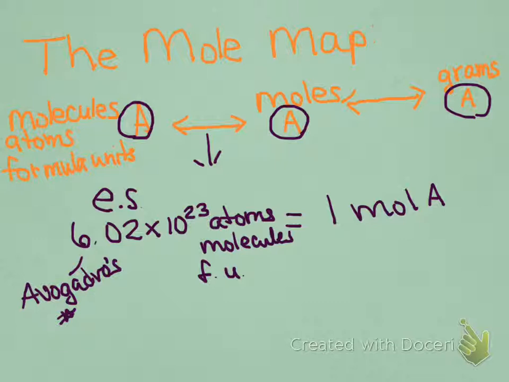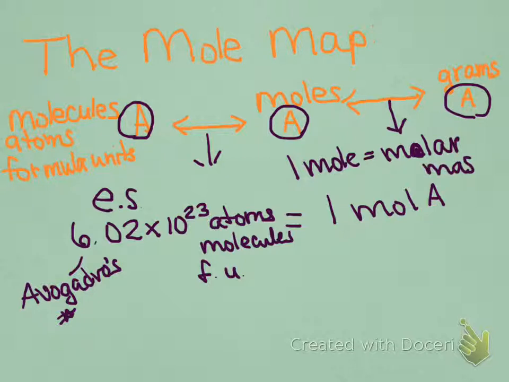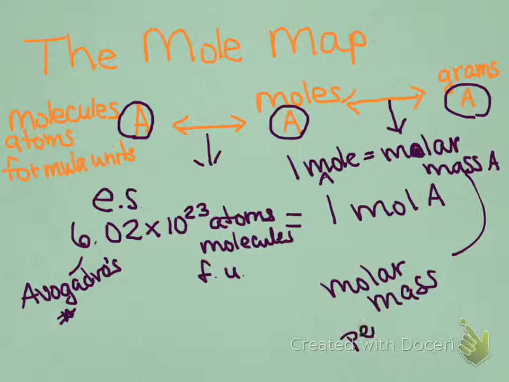The other possibility is I might want to convert from moles to grams. If I want to convert from moles to grams, the thing that I have to know for my equality statement is that 1 mole is equal to the molar mass of substance A. So 1 mole of A is equal to the molar mass of substance A. Remember that we get the molar mass by looking at the periodic table and adding up the masses of all of the elements. Okay? So our mole map gives us our equality statements.